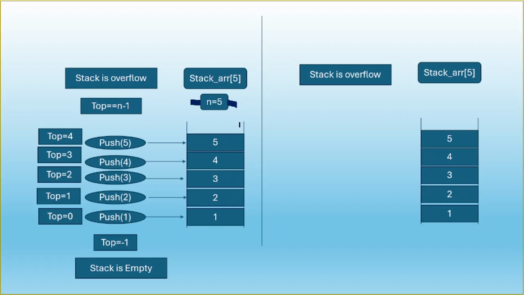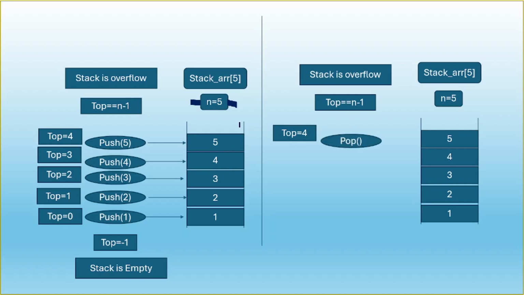Okay. Now I want to perform the pop operation. Push operation we have seen. Now I want to perform the pop operation. What is the current value of top? 4, right? And currently we have seen top equal to n minus 1. Okay. Stack is overflow. Now n is equal to 5. That is what we have seen. The current value of top is 4.